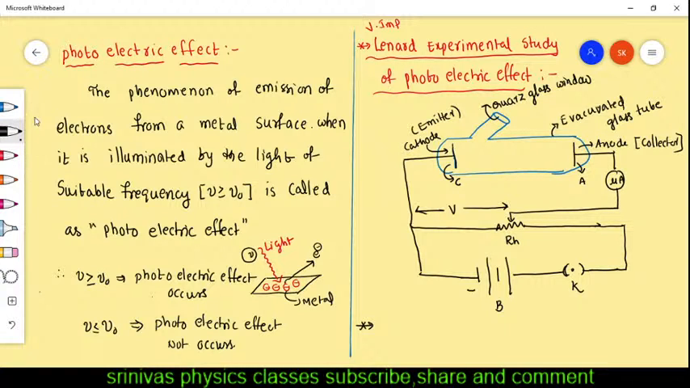But what we are doing here is making some light incident. We make the light incident through the quartz window. Then the light is incident on the cathode, like this.